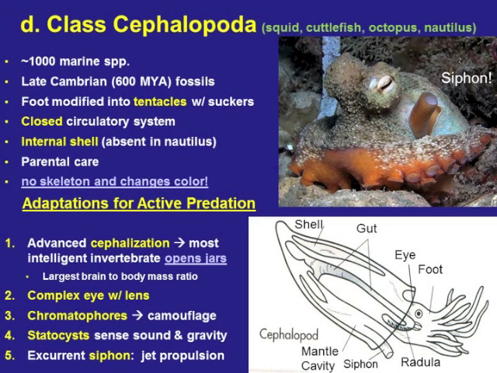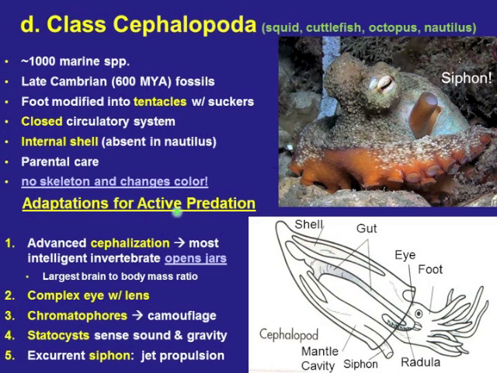There's 1,000 marine species known. They developed in the late Cambrian, 600 million years ago. We find fossils of them, especially the nautilus, leaving behind their very hard shell. The foot is modified into tentacles with suckers. Again, they have a closed circulatory system. They have an internal shell, and in the case of squid and octopuses, they have a pen. But in the nautilus, we see that they have an external shell. They exhibit a great deal of parental care, taking care of their egg masses. And they have no skeleton, and they change color, as we mentioned before.